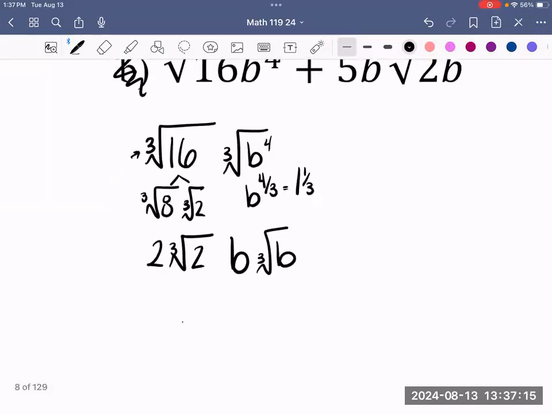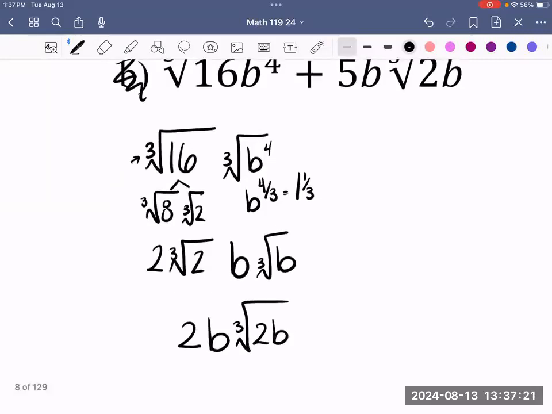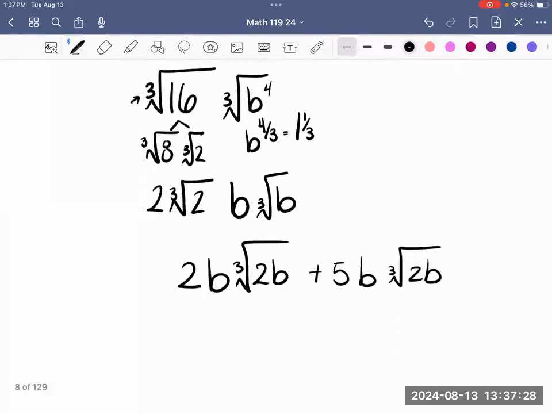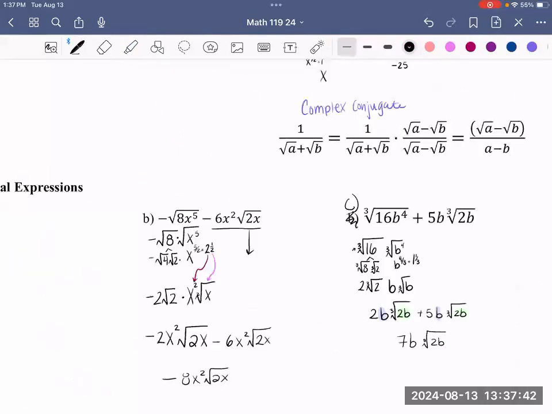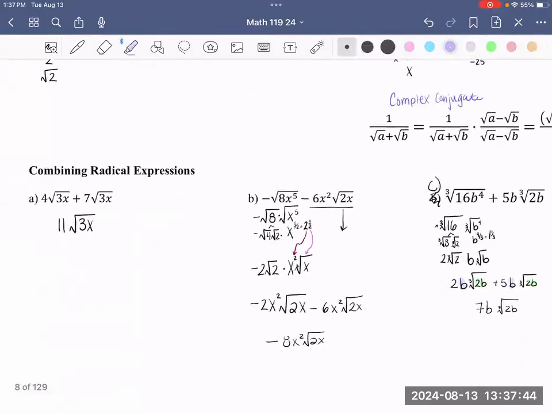So bringing it all together, we have 2b with the cubed root of 2b plus 5b cubed root of 2b. They are the exact same over here. They are also the same here. So we can go ahead and combine for 7b cubed root of 2b. I'm again just going to highlight one more time. Let's see, over here.